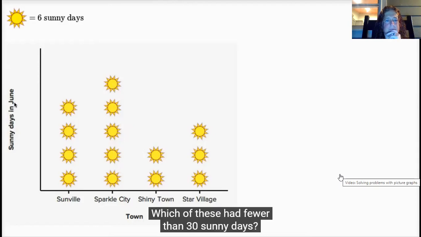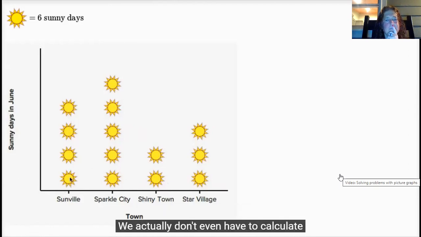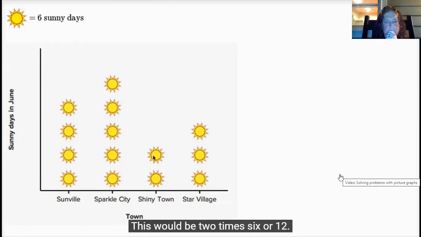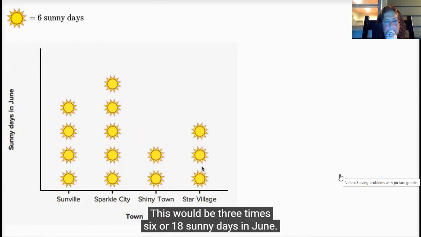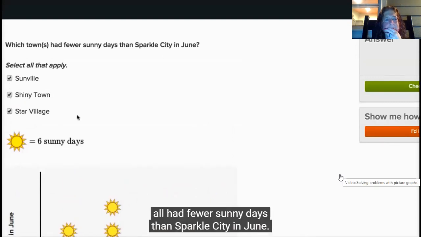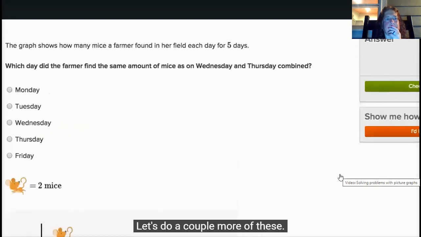So which of these had fewer than 30 sunny days? Well, you can just look at the pictograph itself, and all of Sunville, Shinytown, and Star Village don't have as many of these pictures of the sun, so they all had fewer sunny days. We don't even have to calculate, although if you cared, this would be 4 times 6, which is 24, this would be 2 times 6, or 12, and this would be 3 times 6, or 18 sunny days in June. All 3 of them had fewer sunny days than Sparkle City in June. Let's keep going. Let's do a couple more of these.